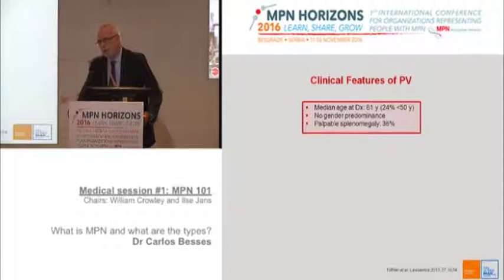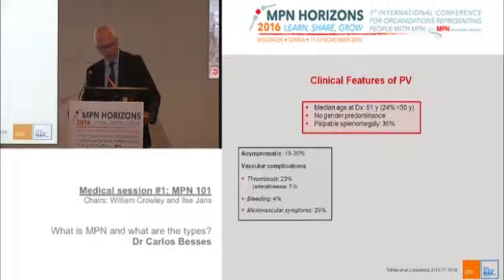In PV, the median age at diagnosis is practically the same as in ET. There is no gender predominance or only a slightly male predominance. Here, the spleen is more prominent. At least 1/3 of patients present splenomegaly. 15 to 20% of patients are asymptomatic at diagnosis. Thrombosis also is a feature of the disease, and again, microvascular symptoms.